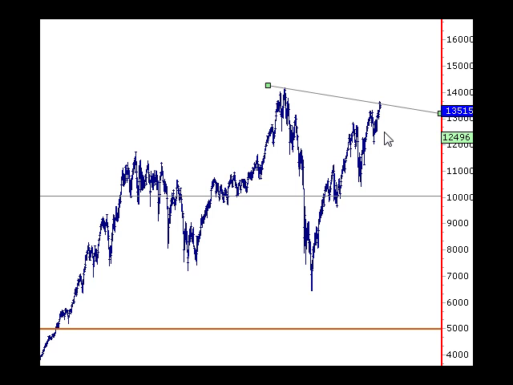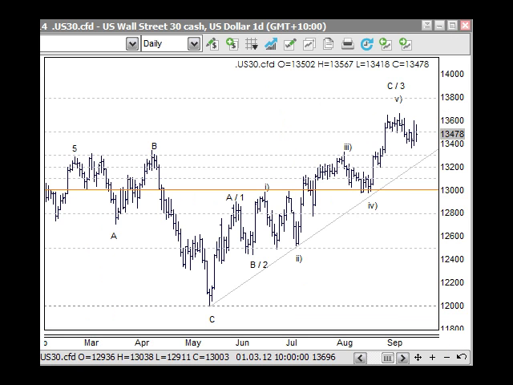So we are expecting resistance up there, but we're still positive while the structure is giving us impulse waves to the upside. But we're mindful of any change in internal structures to the downside, and this is just the daily chart again for the US markets. But we just want to drill in quite closely here, because at this stage it's all really about the 13,500 here becoming support or resistance.